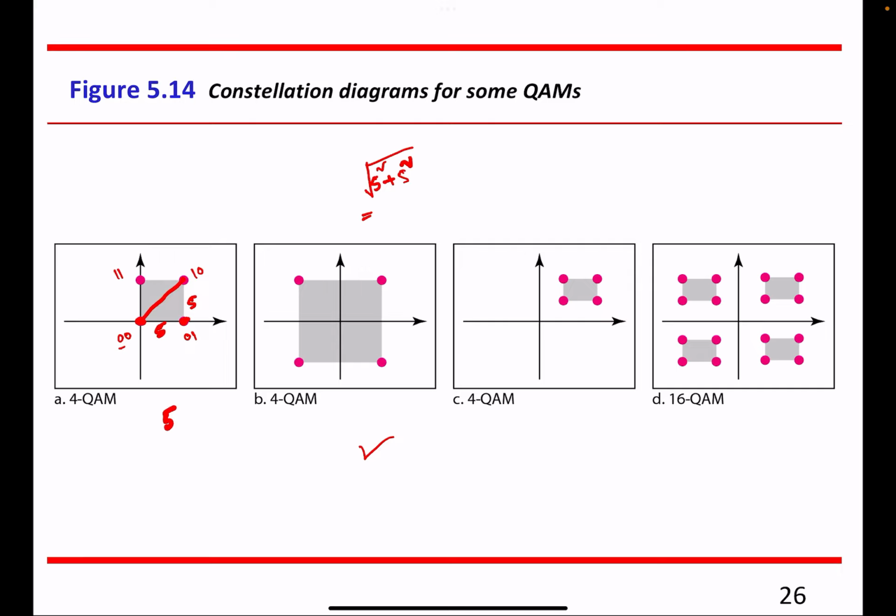Okay, and for this one, how do we calculate it? This one is 5, this one is 5, so if we use Pythagoras, this one will be 5 root 2, that will be the amplitude, and the angle will be 45 degree. As you can see, this one is 45 degree, right? And for this one, the amplitude will be again 5 and the angle will be 90 degree. Okay, so from a constellation diagram, we basically can identify what will be the signal elements for different patterns of the bits.